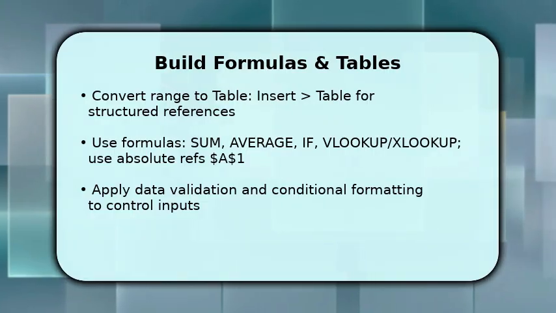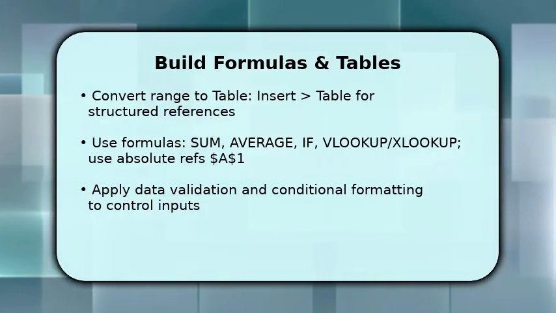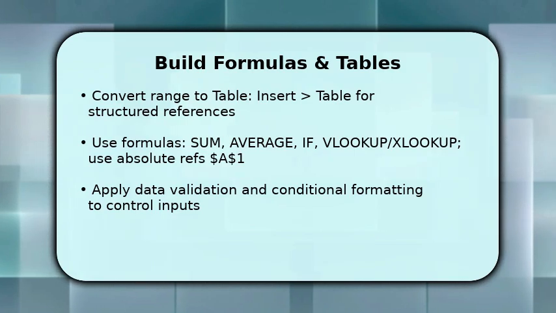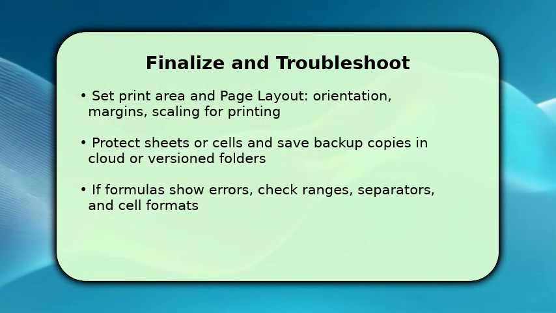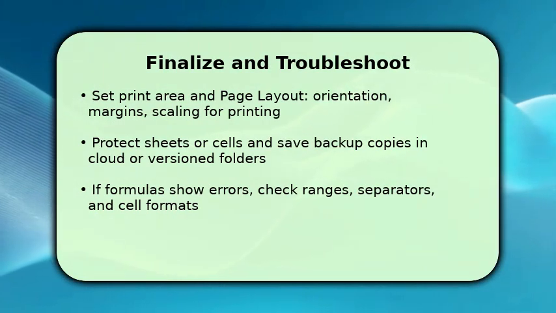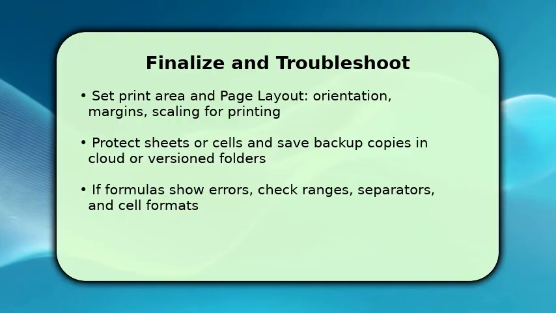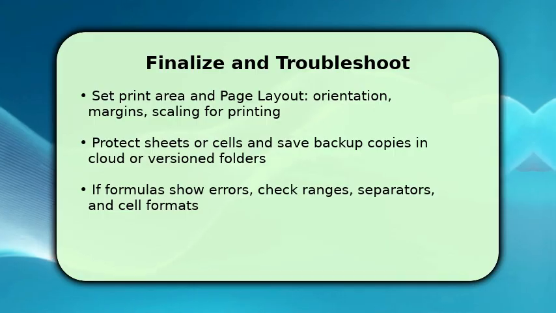Once formulas are in place, copy them down the table or use column formulas so new rows can be handled automatically. Finalize by checking page layout and print area. Pick orientation and scaling so tables print legibly. Protect sheets or locked cells to prevent accidental edits, and save a backup in the cloud or a versioned folder.